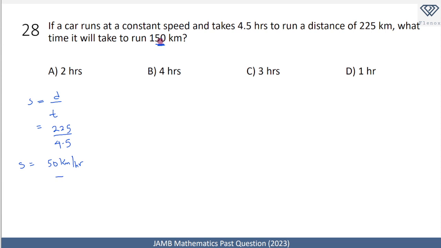Now, we're told that if it is moving at this speed, how long would it take to cover 150 kilometers? So again, we know that speed is equal to distance over time. Now we're told to find the time, so we make time the subject of the formula. If we cross multiply, we have time times speed is equal to the distance. And if we divide both sides by the speed, you can see that our time is distance over speed. So in this case, the distance is 150 kilometers, and the speed at which the car is moving is 50 kilometers per hour. So the time will just be 150 divided by 50, and that is what? 3 hours. And that makes option C the correct option.